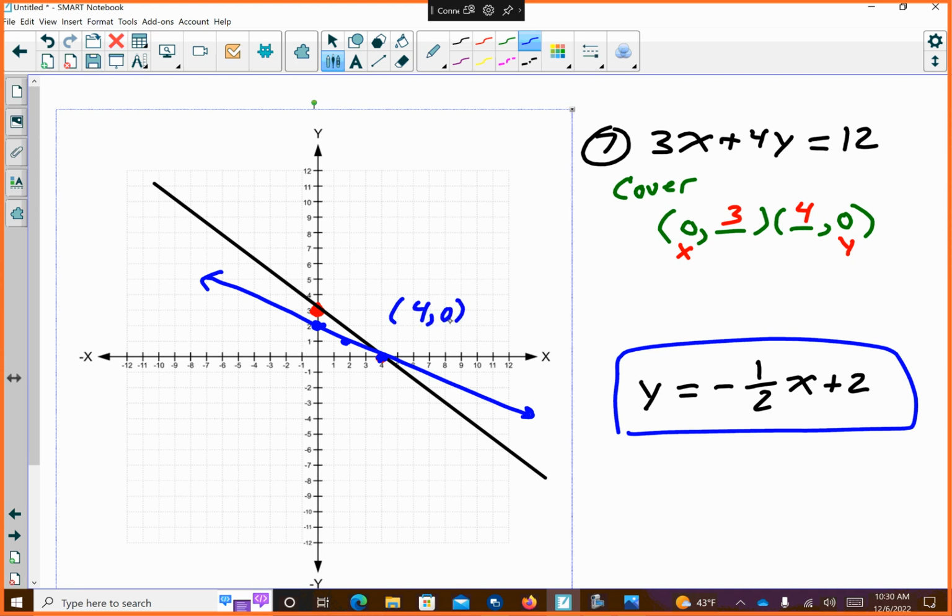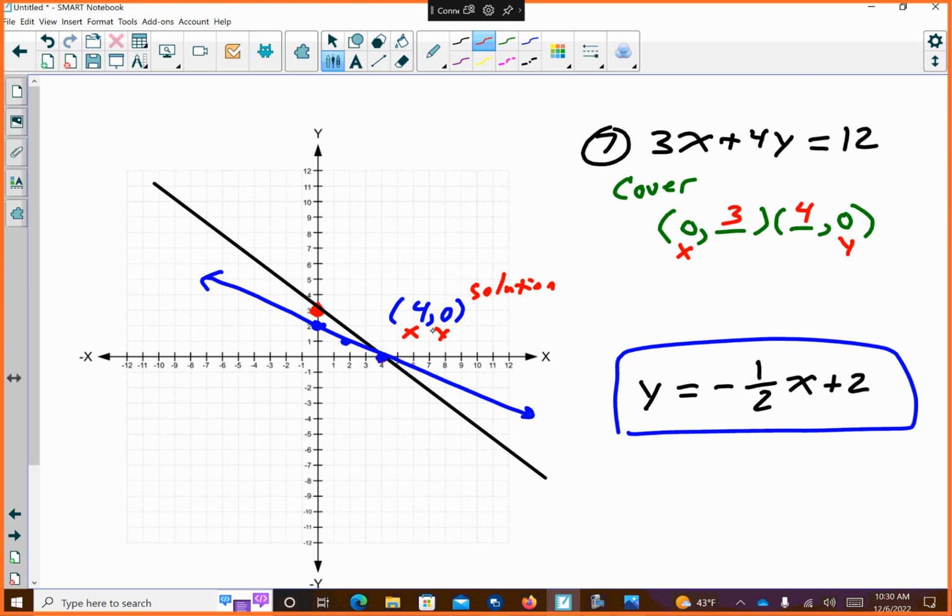And again, you could double check this. Just make sure if this works. This is the solution. But if you realize that's an x and a y value, let's see. 3 times 4 is 12. 4 times 0 is 0. Is 12 plus 0 12? Yeah, it works there. Try the same thing over here. I get a 0 for the y. Half of 4 is 2, so negative half of 4 is negative 2. Hey, that works as well. Cool. We did it right.